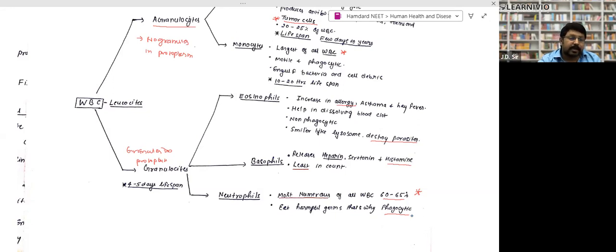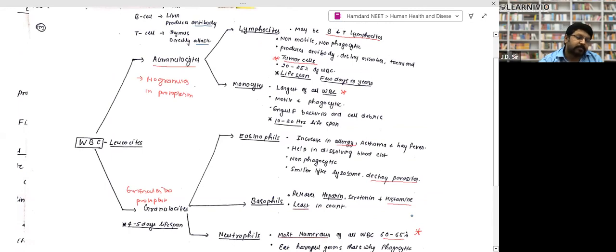Tell me, guys, is it clear or not? If you have any doubt in any of the points, please ask me. If you don't have doubt, please say yes and take the screenshot. The serotonin is also for allergies, right? Yes, right.